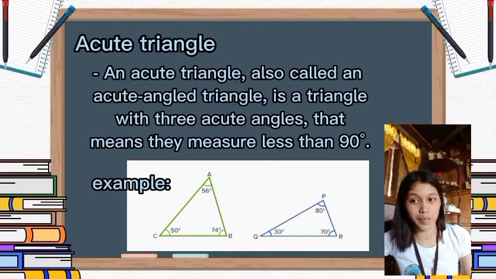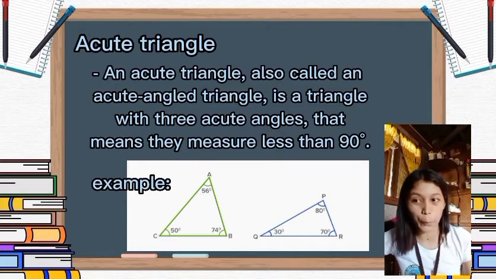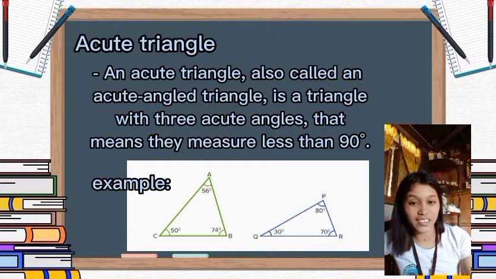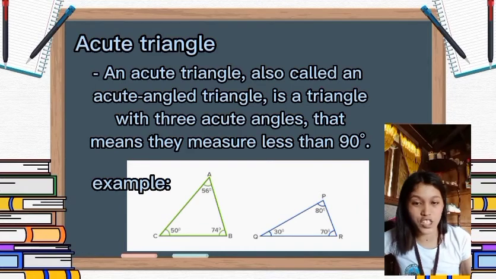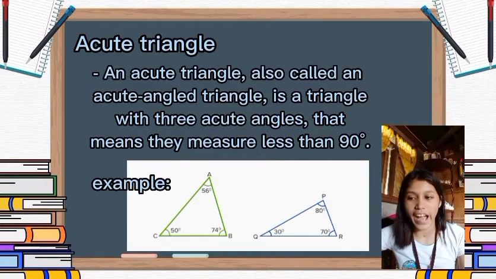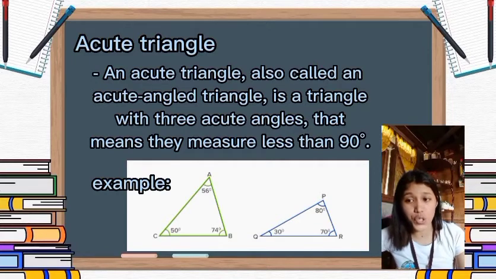That means they measure less than 90 degrees. So an acute triangle is also called an acute angled triangle. It is a triangle with three acute angles, so each angle measures less than 90 degrees. For example, the picture shows the measurements of an acute triangle.